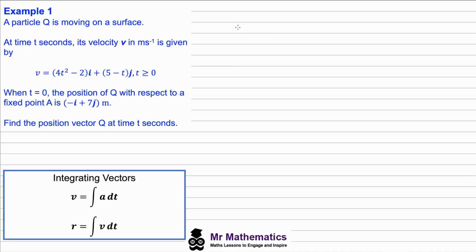Everybody, so in this video we're going to look at modeling motion by integrating vectors. So we know that if we have displacement given as a vector, this would be called r, and we can work out velocity from the displacement by differentiating r with respect to t. So velocity would be the change in displacement, or the change in the position vector, with respect to time. We know acceleration is the change in velocity with respect to time, or the second derivative of displacement.